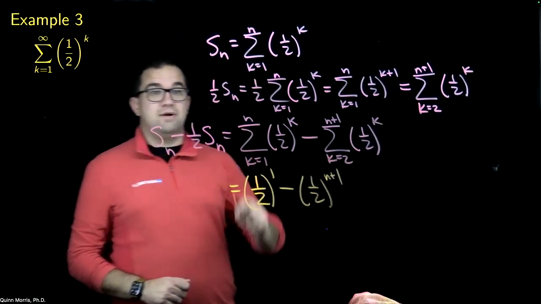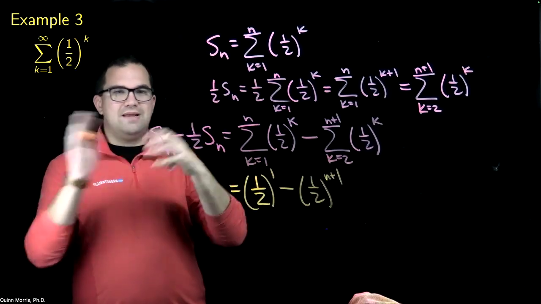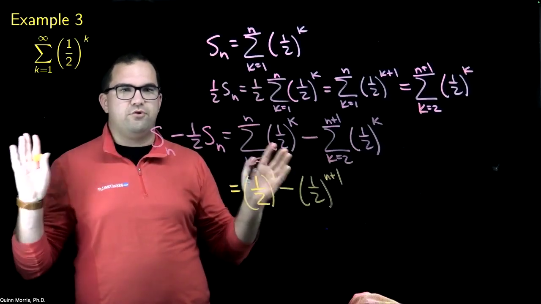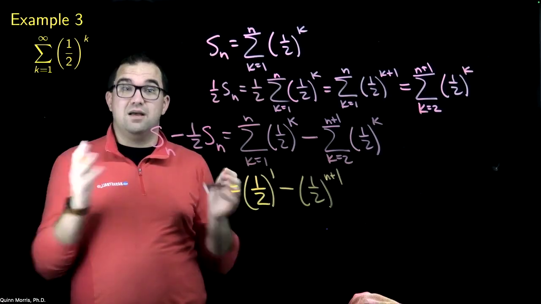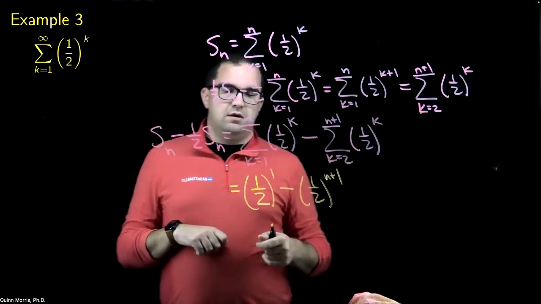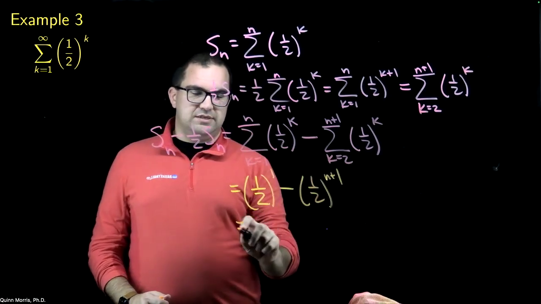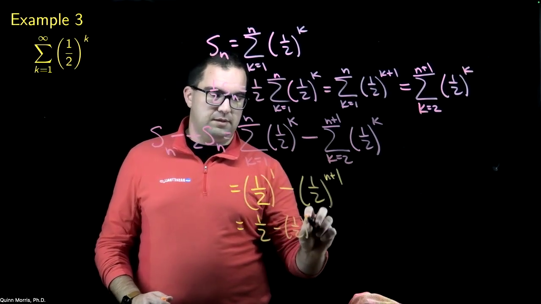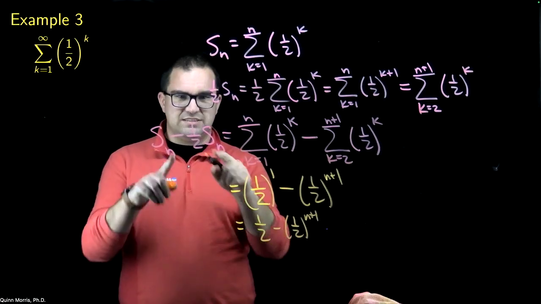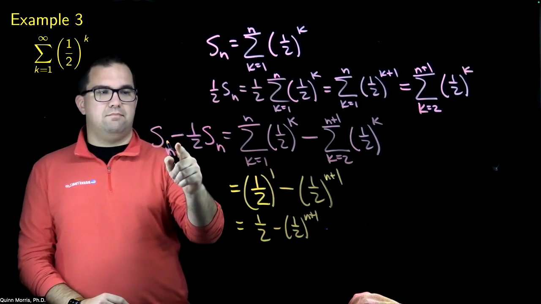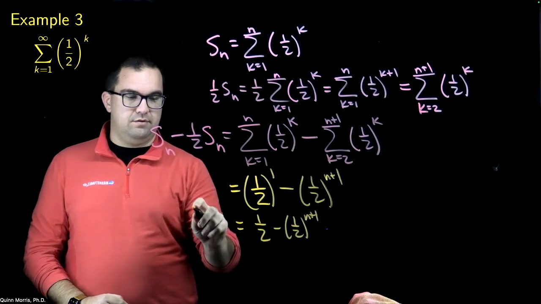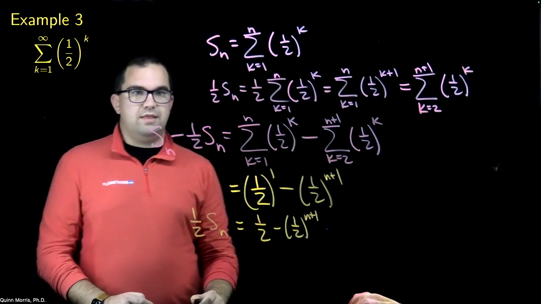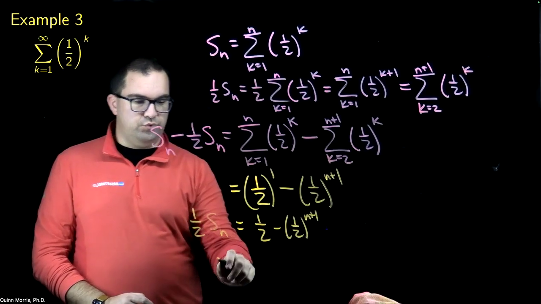Again, because these are all finite sums, we can rearrange things, everything commutes, and all this cancellation works out just as it would for any normal sum. These are really sums. So what is this really? This is 1/2 minus 1/2 to the n plus 1. On the left-hand side, what do I have? I have S sub n minus 1/2 S sub n. Well, that's just 1/2 S sub n. So now let me multiply each side by 2.